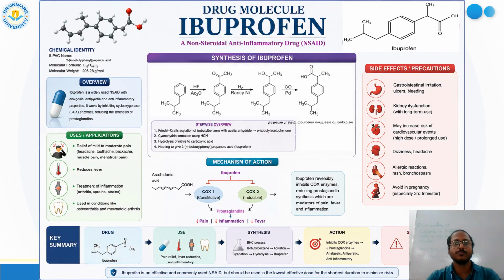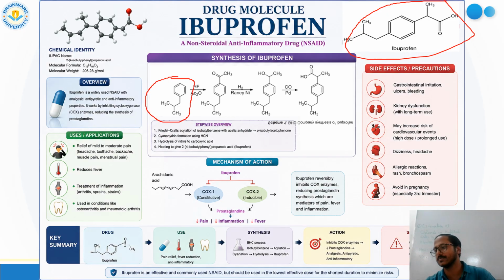Okay, so we move forward to the next one, that is ibuprofen. Okay, this is the structure of ibuprofen. So what is the synthetic process? The synthetic process starts with the starting material, isobutylbenzene.